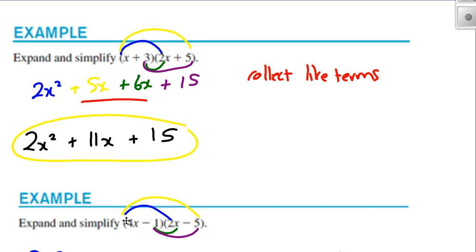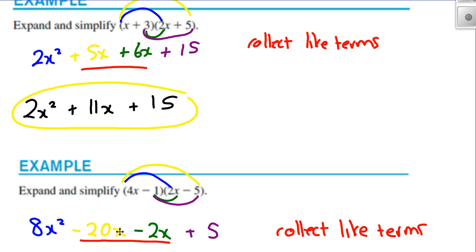4x times 2x. Hopefully it gives you this answer down here. 8x squared. What's 4x times negative 5? That's right, it's negative 20x. What's negative 1 times 2x? That's right, it's negative 2x. What's negative 1 times negative 5? It's positive 5. So really check carefully, because again, people make mistakes here. They might put negative 5. Negative times a negative is a positive.